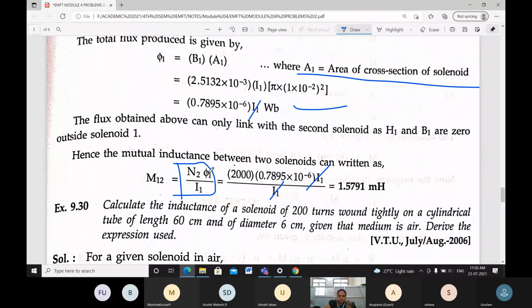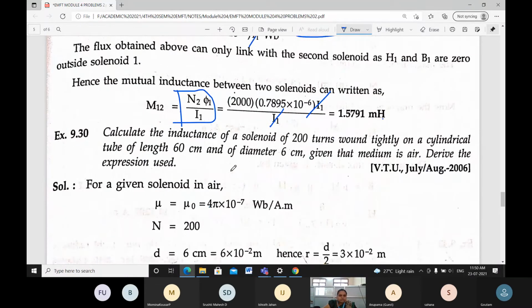So remaining is 2000 into 0.7895 into 10 to minus 6. Just multiply those, you will get 1.5791 millihenry. This is the mutual inductance value.